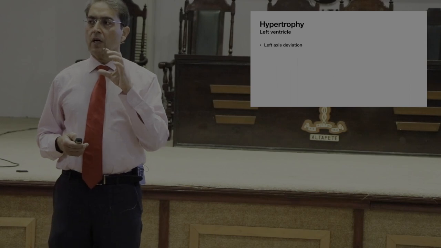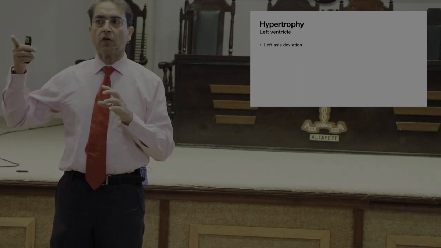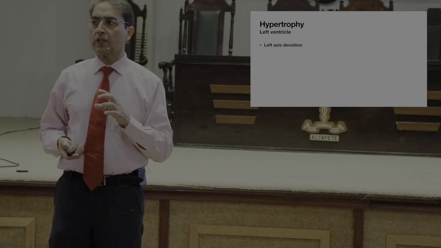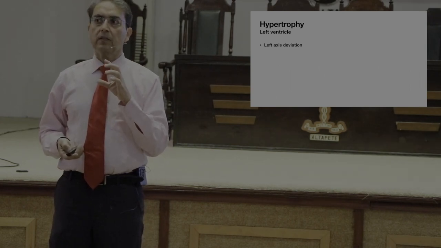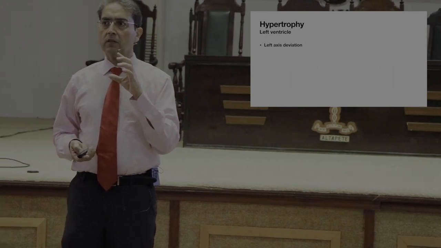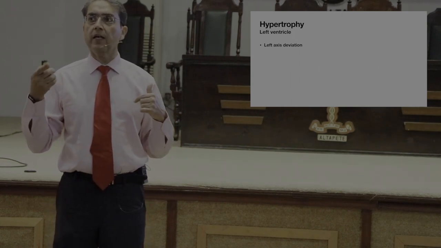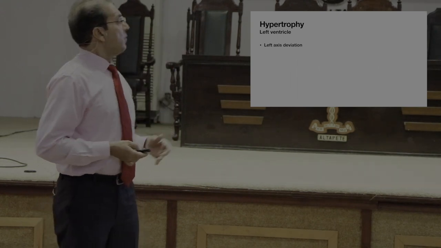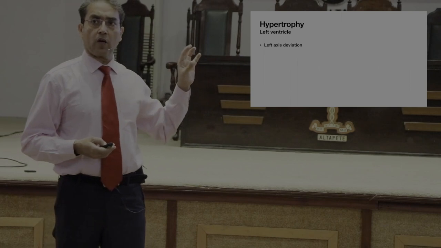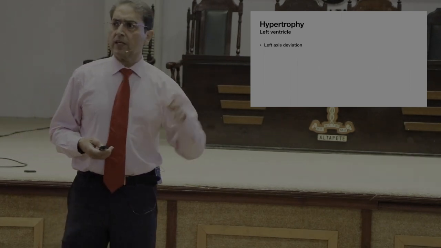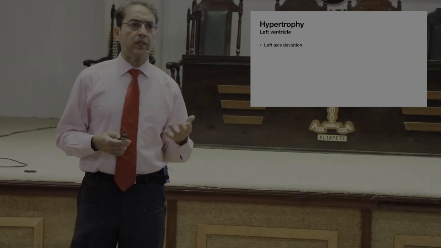For example, if this is 3 large squares and we take the upward R wave in lead V5 or V6, if it is, for example, 4 large squares, this will make 7 large squares. That means how many small squares? 35. 7 into 5 is 35. If the sum of these two waves in lead V1 and lead V5 or V6 exceeds 35 millimeters or 35 small squares, this is called the voltage criteria and indicates left ventricular hypertrophy. We use a precise way in which we have high sensitivity and specificity. What is sensitivity and specificity? What does sensitivity mean?